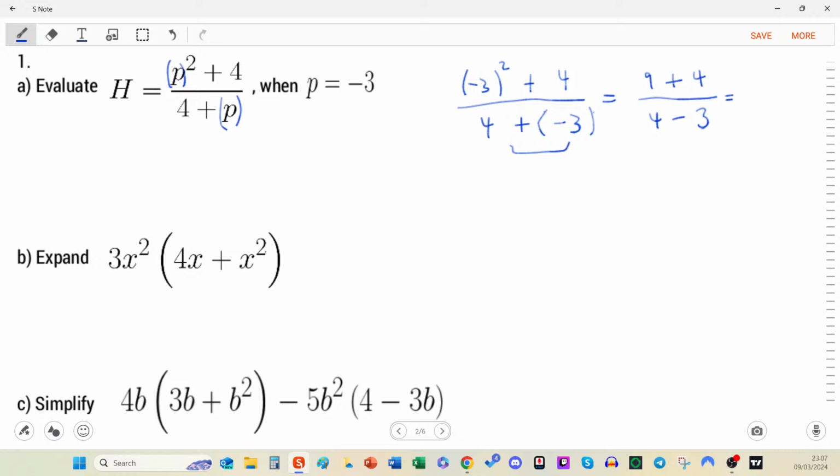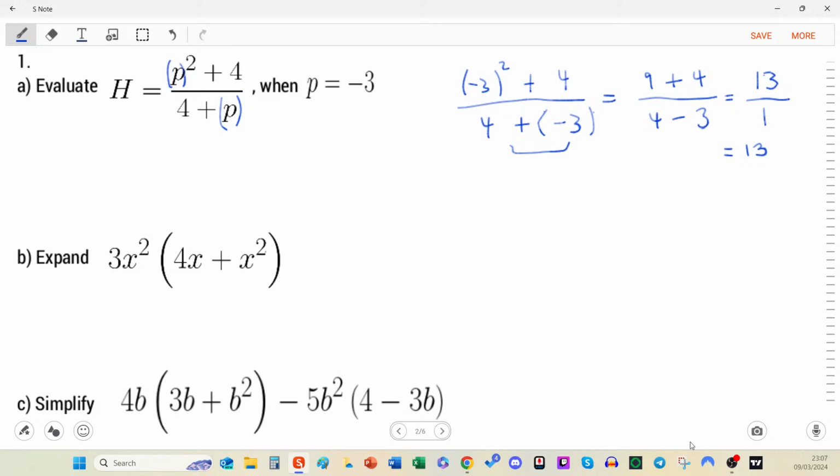Anyway, let's carry on. 9 plus 4 is 13. Every time I do a 3, it doesn't like a 3. Very slow on the 3s. And 4 take away 3 is 1. So our final answer is 13. There we go.